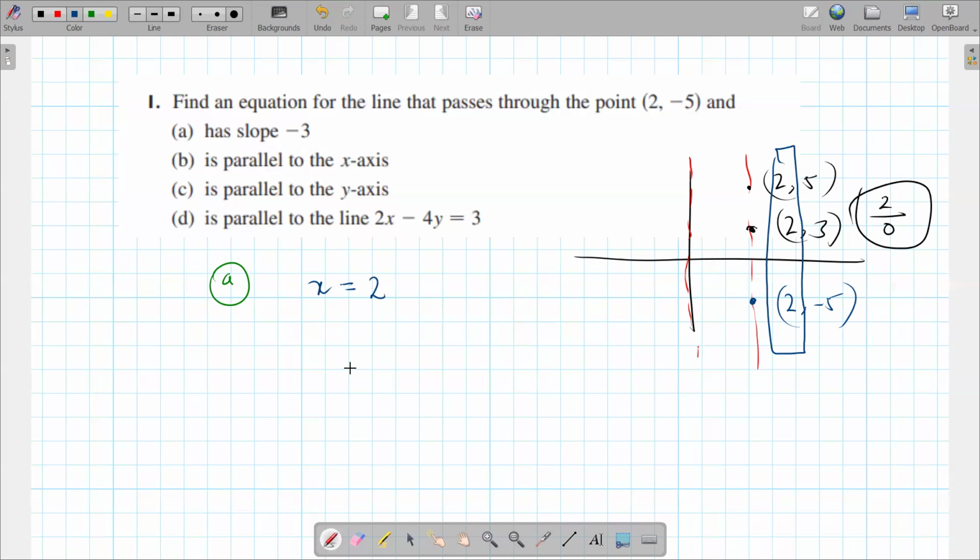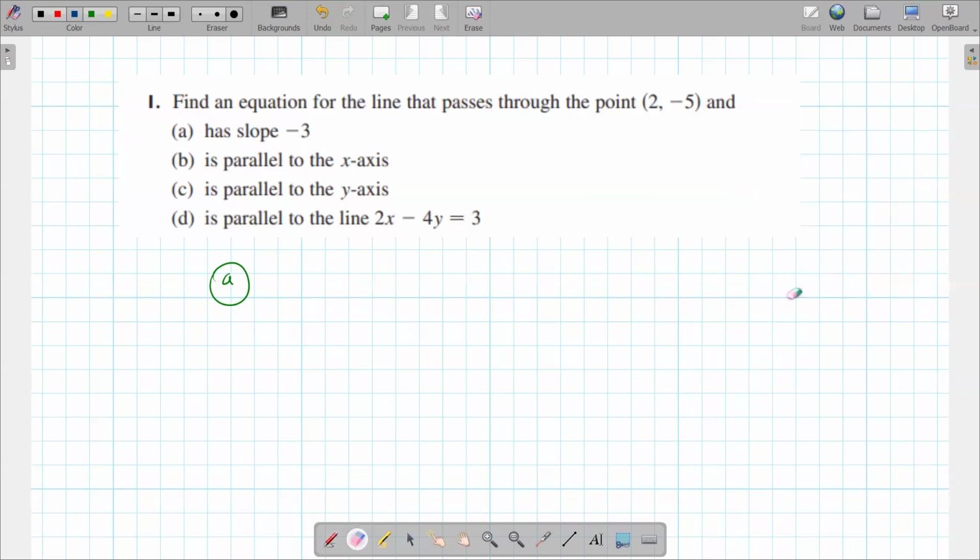Did that make sense? So vertical, it's going to be in terms of x equals something. Horizontal, it's going to be in terms of y equals something. There's a part D. Parallel to the line 2x minus 4y equals 3. So if something is parallel to this line, what do they share? The slope. What's the slope of this line?